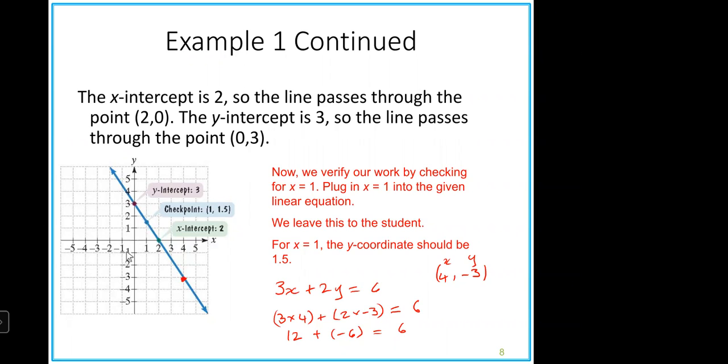So I want you to try this coordinate here. This is -2 and 6. So your x coordinate is -2, your y coordinate is 6. Try that to see if it works out with this equation. I'll give you a minute to do that.